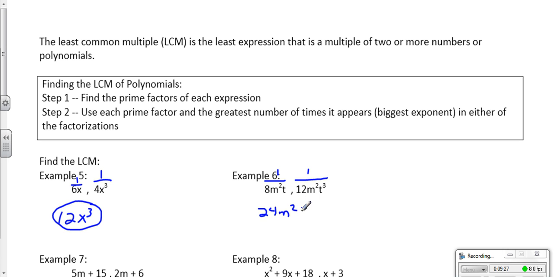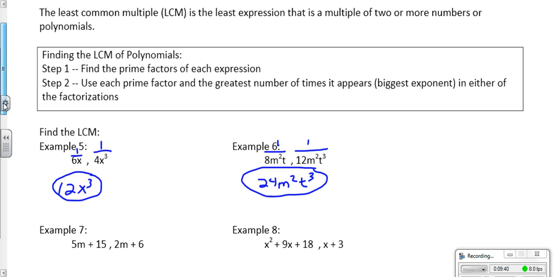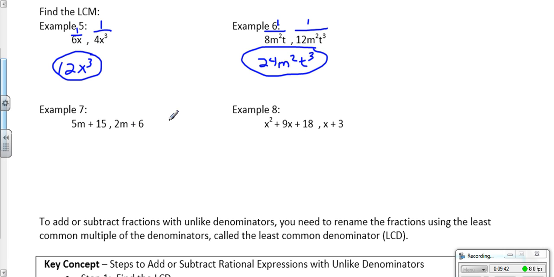And t cubed. And like I mentioned before, we take the power that's highest. That would be the common denominator if I made them fractions, but in this case, since they aren't fractions, I'll just say the least common multiple. Now the next two examples we'll work on are part B.